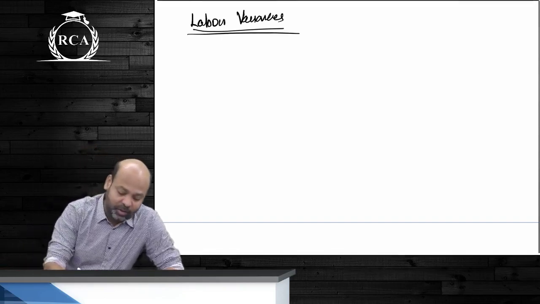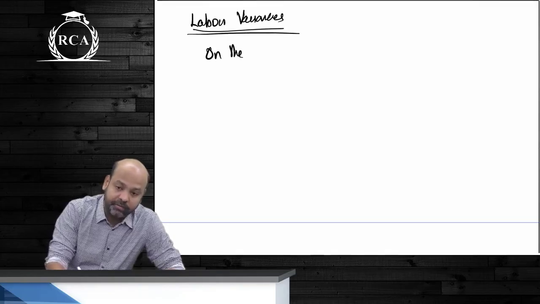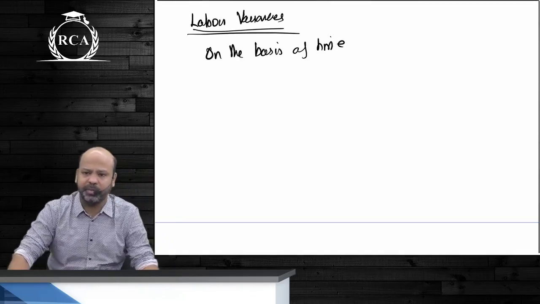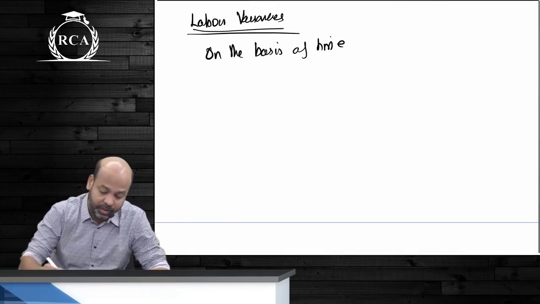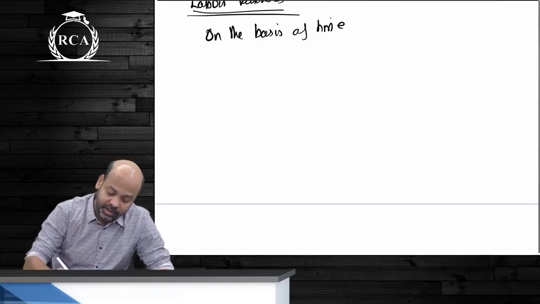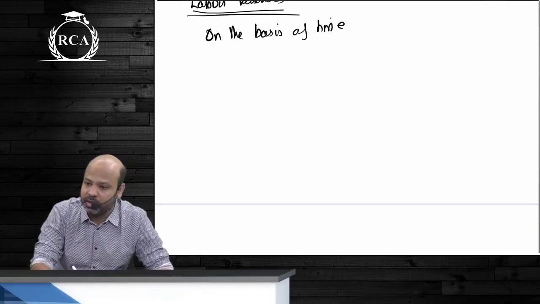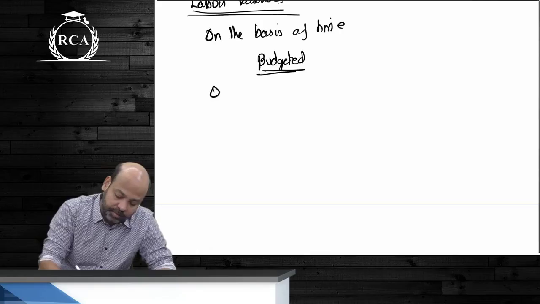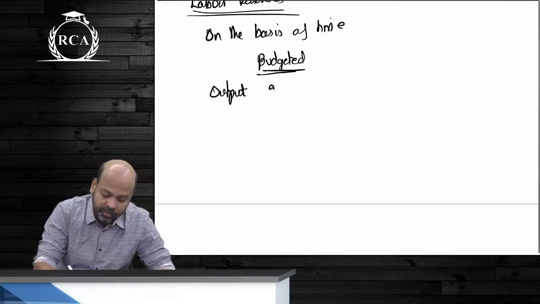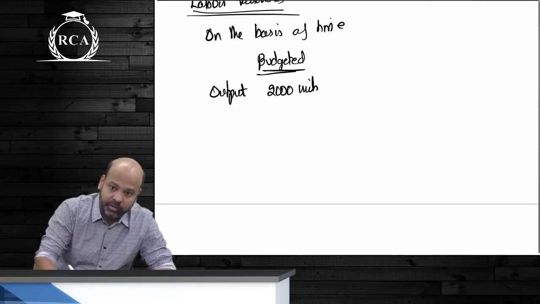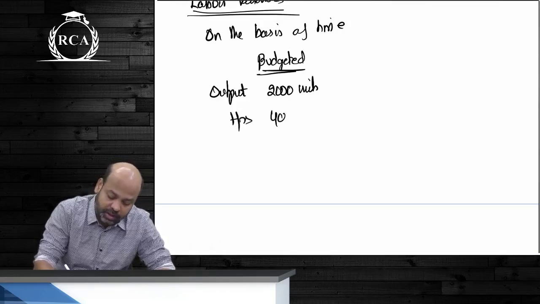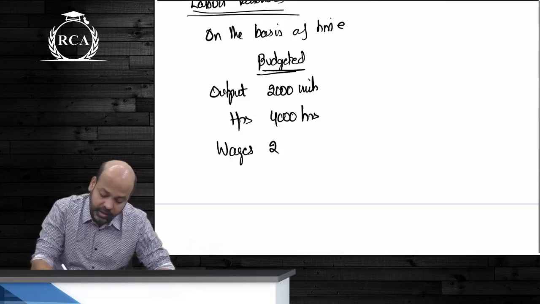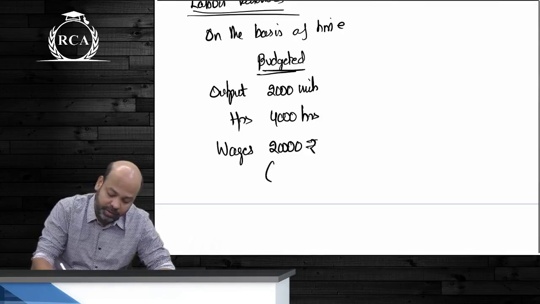Now, if employees are paid on the basis of time first, I'll cover on the basis of number of units a little later. If employees are paid on the basis of time, again, there can be variances arising in the overall labor cost on account of change in efficiency. Let's say as per the budget, output was supposed to be 2000 units. The employees were supposed to work for about 4000 hours. And they were supposed to be paid a wage of 20,000 rupees, that is at the rate of 5 rupees per hour. Okay?